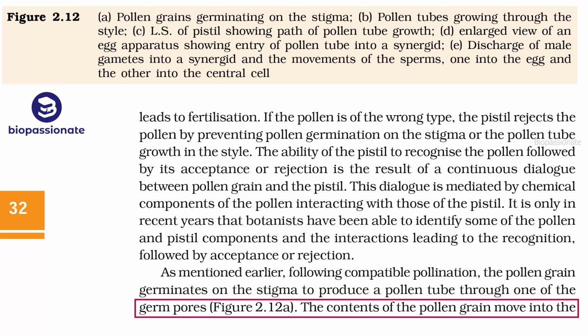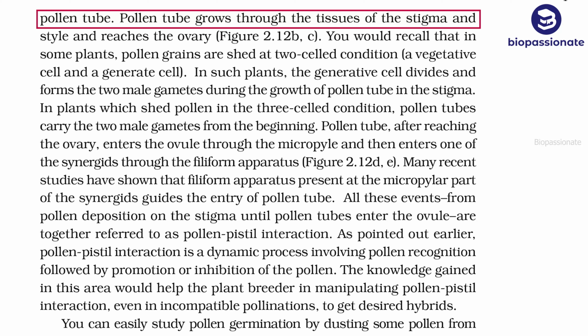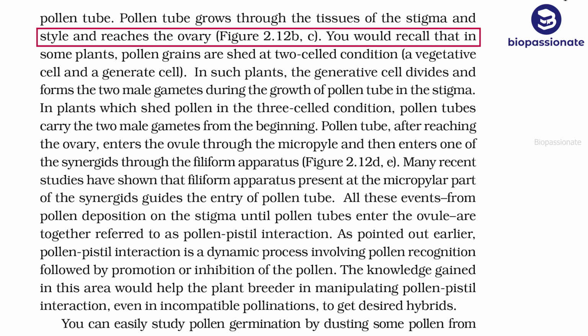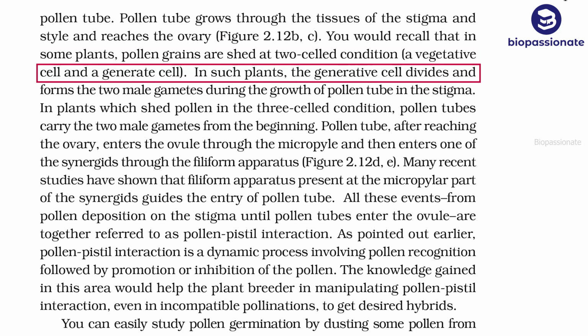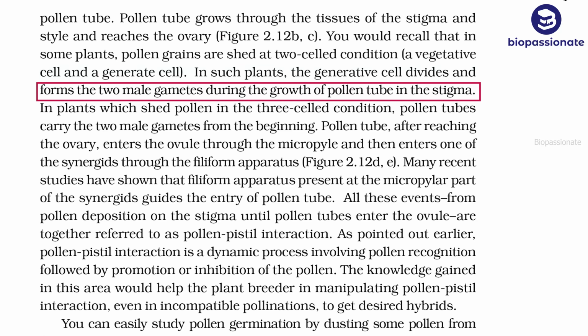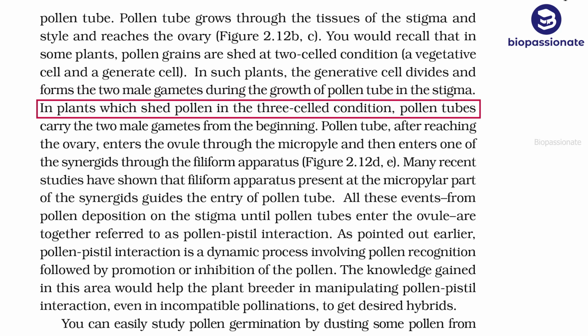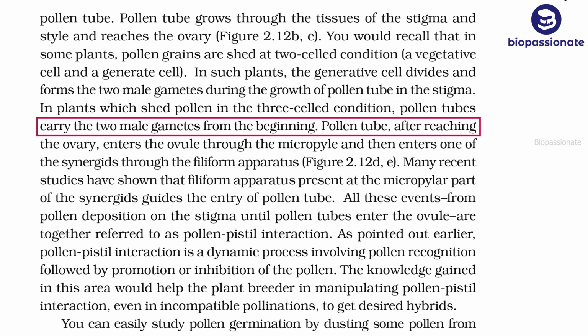The contents of the pollen grain move into the pollen tube. The pollen tube grows through the tissues of the stigma and style and reaches the ovary. Figure 2.12b, c. You would recall that in some plants, pollen grains are shed at two-celled condition, a vegetative cell and a generative cell. In such plants, the generative cell divides and forms the two male gametes during the growth of the pollen tube in the stigma. In plants which shed pollen in the three-celled condition, pollen tubes carry the two male gametes from the beginning.